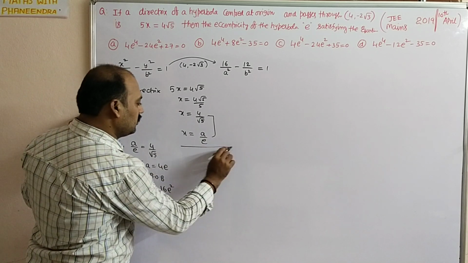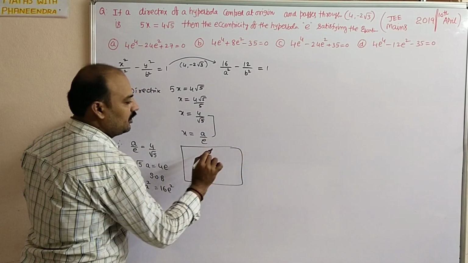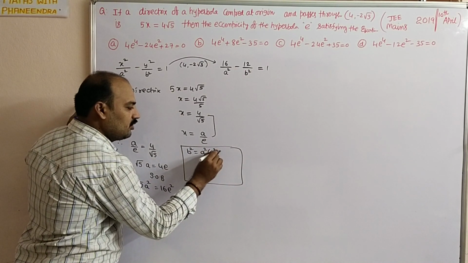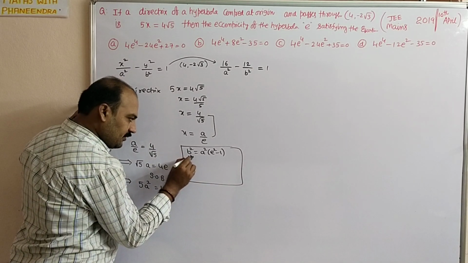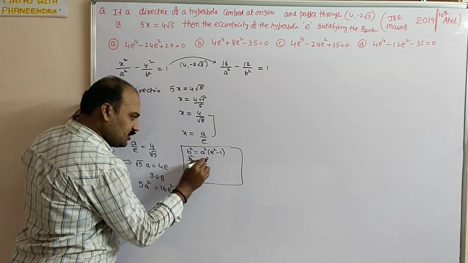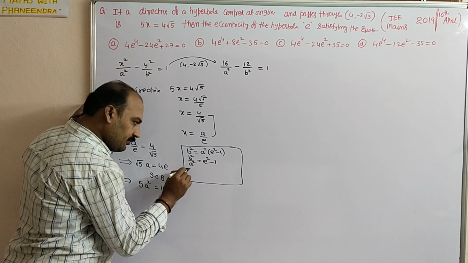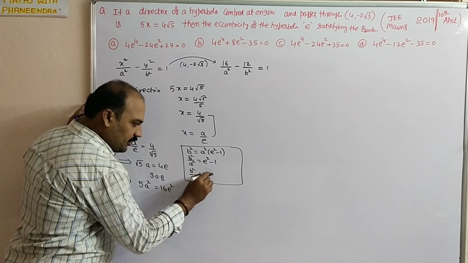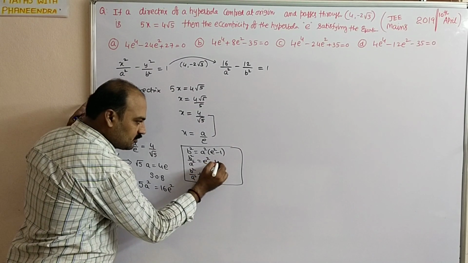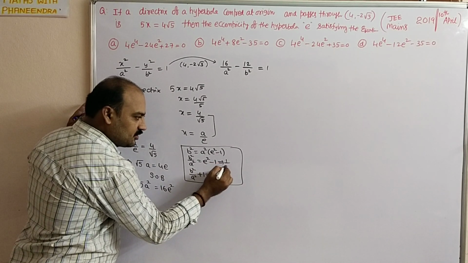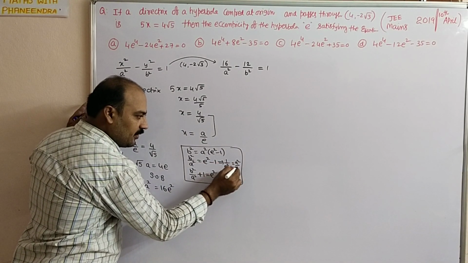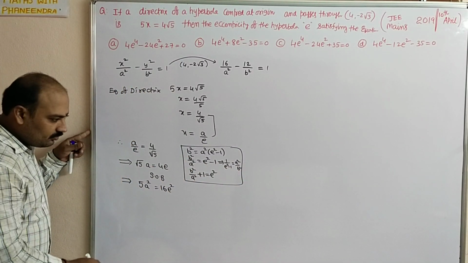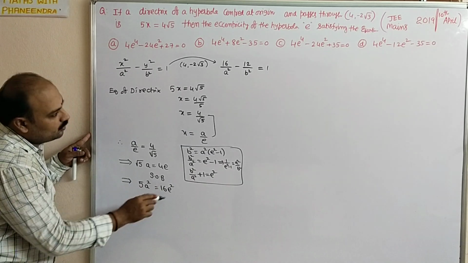Here we need to learn an important property. Already we know that b square is equal to a square into e square minus 1. From this, taking a square to this side, b square by a square is equal to e square minus 1. From that, b square by a square plus 1 is equal to e square. Even sometimes, from here, the reciprocal, 1 by e square minus 1 equal to a square by b square. That also we are going to use. Why? Because now 5a square is equal to 16e square.